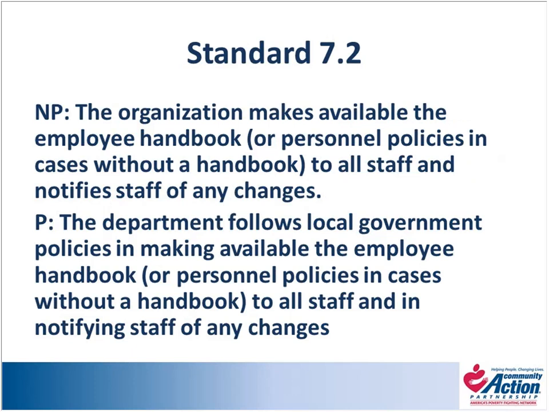So standard 7.2 on the nonprofit side: the organization makes available the employee handbook or personnel policies in cases without a handbook to all staff and notifies the staff of any changes. And then for the public agency, the department follows the local government policies in making available the employee handbook or personnel policies in cases without a handbook to all staff and in notifying staff of any changes.